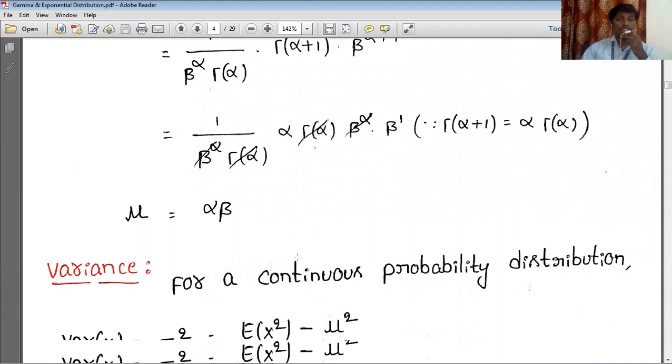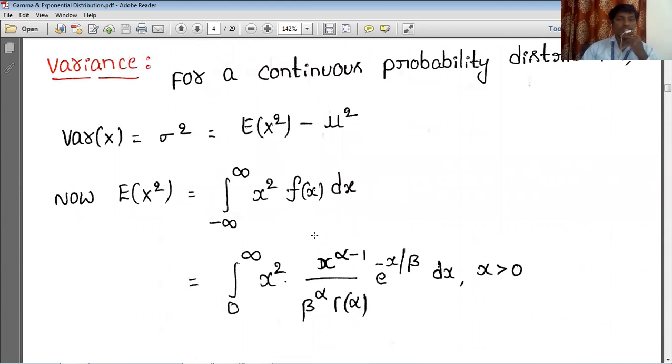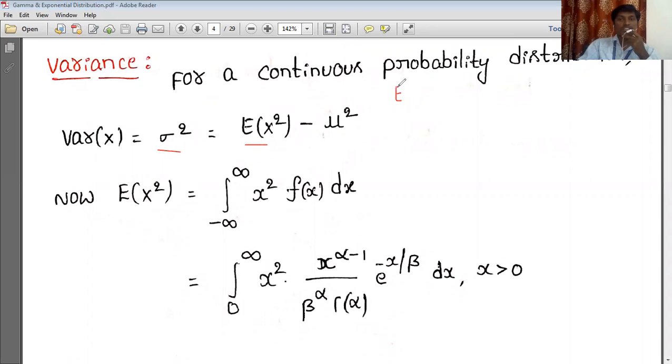Next, for a continuous probability distribution, we are finding the variance. The variance formula we already know. Variance of x, or simply we can write sigma square also, is equal to E of x square minus E of x whole square. So this is the formula we use for calculating variance.